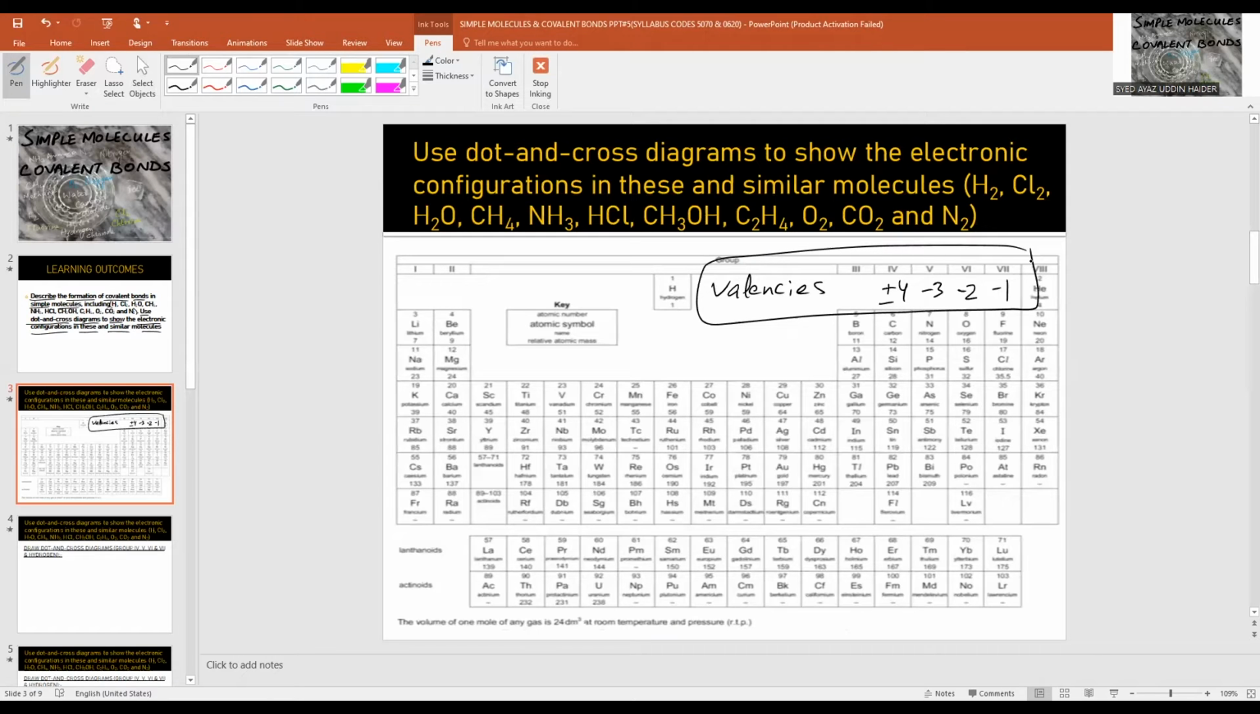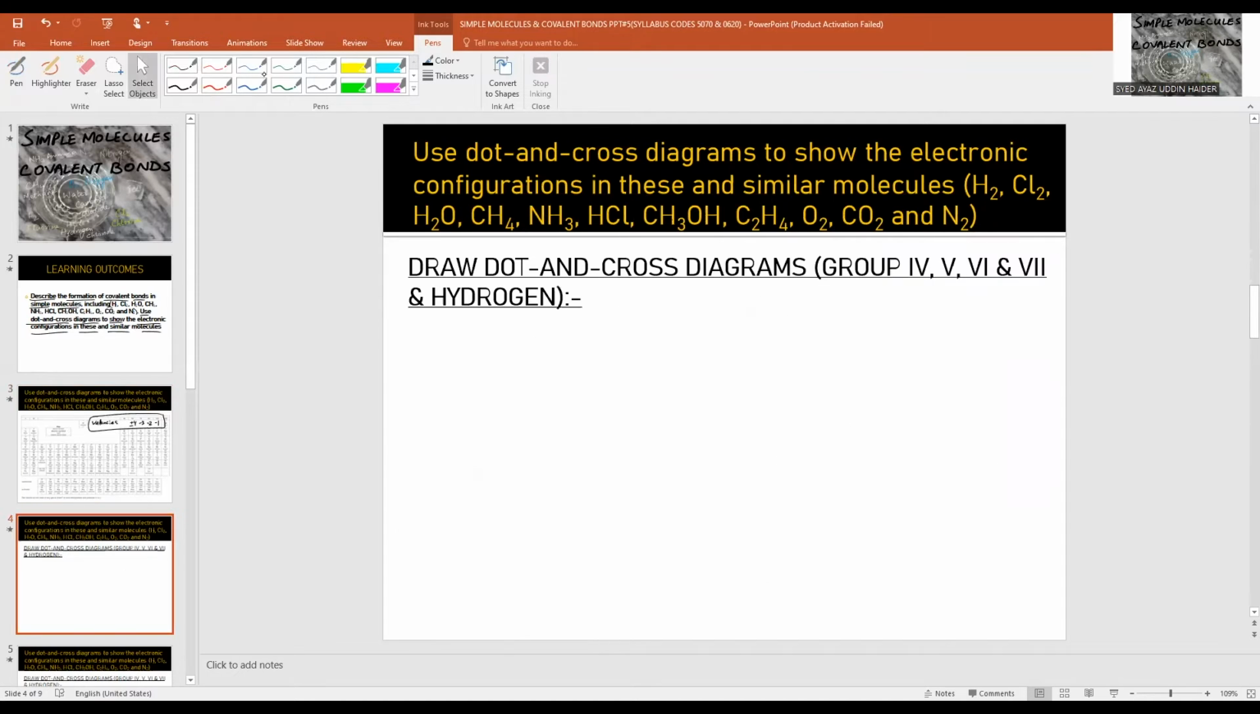In today's lesson, I will show you how to draw dot and cross diagrams between hydrogen and different elements. Let's start with the first one, which is methane. The formula is CH4, which indicates there are 4 hydrogen atoms attached to 1 carbon atom. I'm showing valence electrons for carbon with dot and cross for hydrogen.